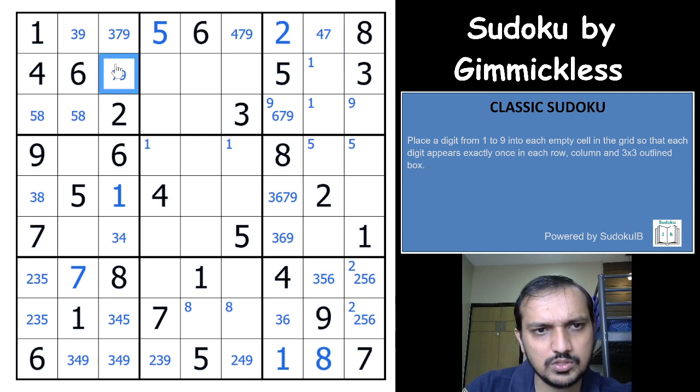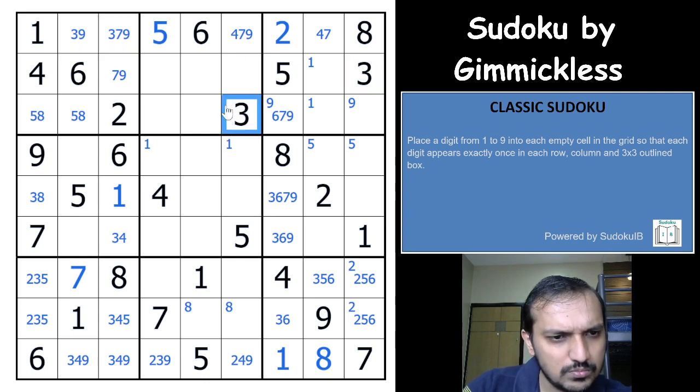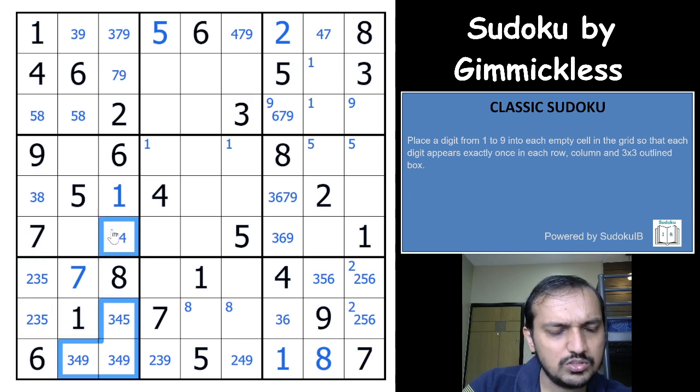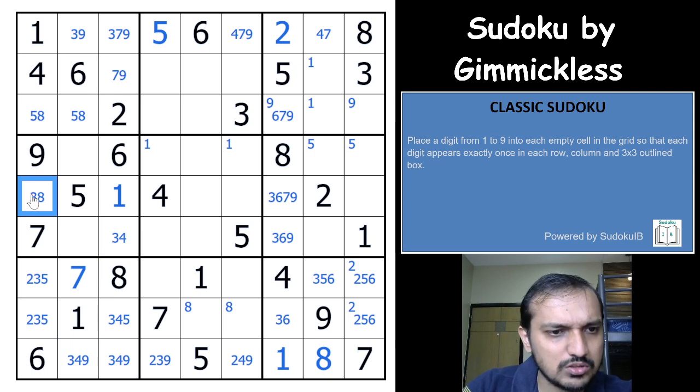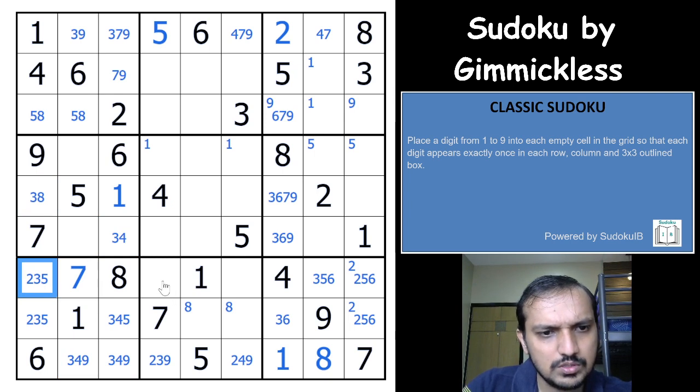This cell cannot be a 3. So we have a pointing of 3 here, that also won't help. If you had 3 in one of these two cells, this 3 could have been eliminated. You could have got a 3 here, but you have 2, 3, 5 here, so that is not helping. 9 is in one of these two cells.